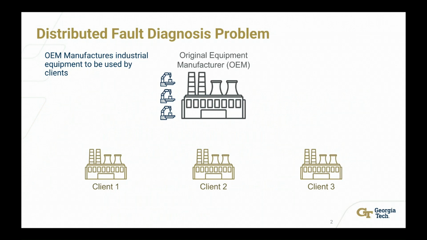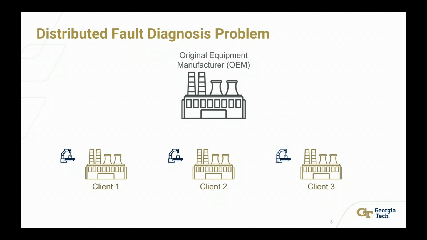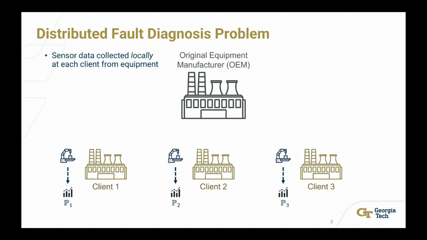manufacturer, or OEM, which manufactures industrial equipment for potential use in manufacturing, energy, or healthcare, among other domains. We also consider multiple clients that are interested in purchasing and utilizing identical pieces of this equipment. The OEM manufactures identical pieces of equipment and sends them to the clients, where they are operated and operational data is collected from them via onboard sensor suites.